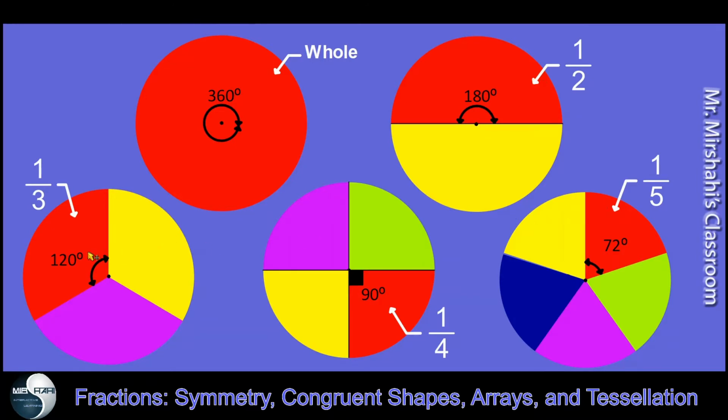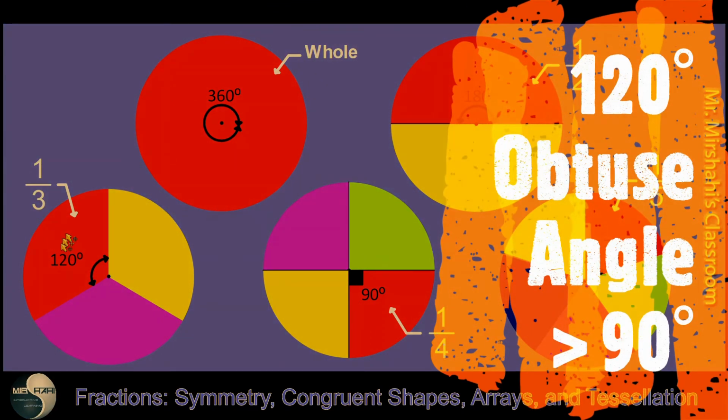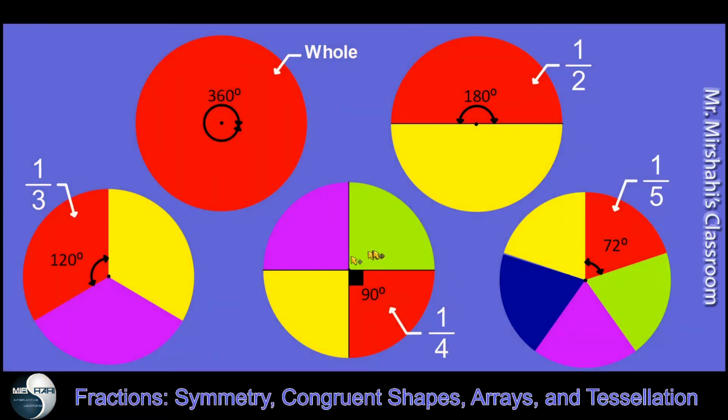Let's go on to a third of a circle. A third is 120 degrees. 360 degrees divided by 3 is 120 degrees. It looks like a Mercedes-Benz sign. The Mercedes-Benz car sign kind of looks like that.